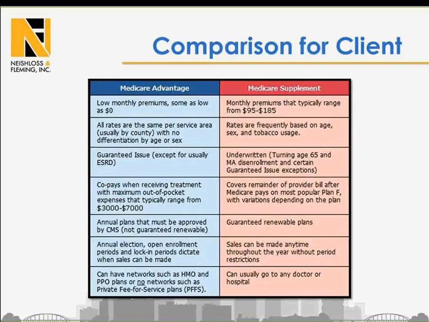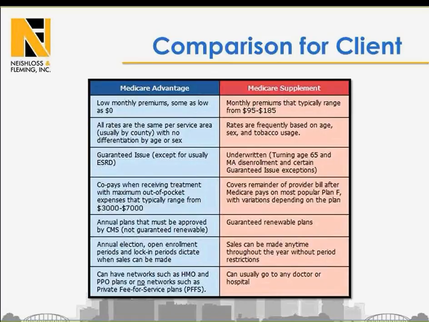Medicare Advantage, guaranteed issue. Sometimes that solves the problem right there. They know they can't pass underwriting, they missed their window for a supplement, they need a plan, Med Advantage is the winner. Medicare Supplement, it's going to be underwritten unless they're getting in during their initial enrollment period, and certain guaranteed issue exceptions, which would be a major plan exit.